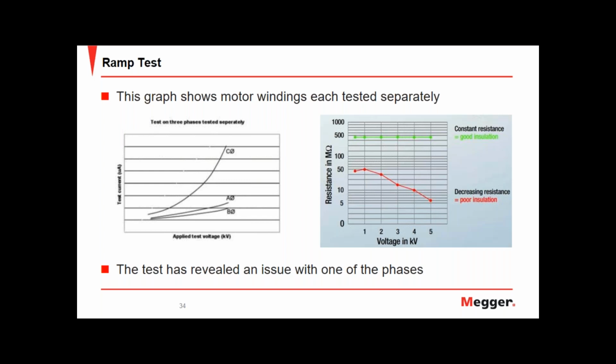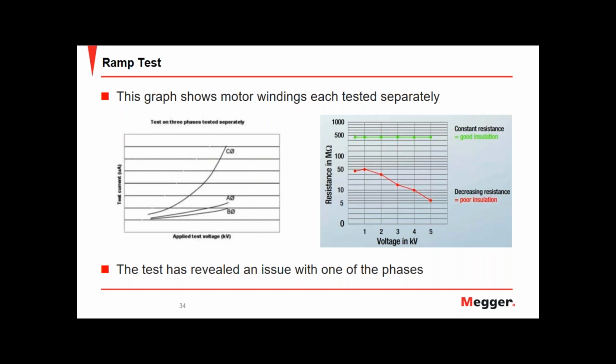We can also use the ramp test to compare phases. So here on the left-hand side, we can see two phases, phase A and phase B, and their graph is quite similar. But when we do the same test with the same voltage rise rate, we can see that obviously the current is going up much more dramatically. So that indicates the C phase has actually got an issue.